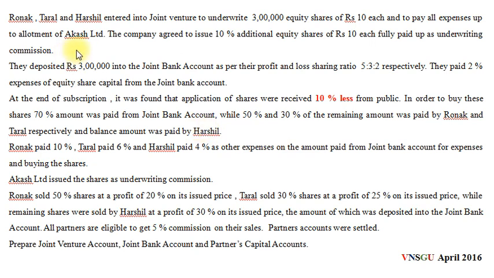Here is the question. Ronak, Taral and Harshil entered into a joint venture to underwrite 3 lakh equity shares of rupees 10 each and to pay all expenses up to allotment of Akash Limited. The company agreed to issue 10% additional equity shares of rupees 10 each, fully paid up, as underwriting commission.